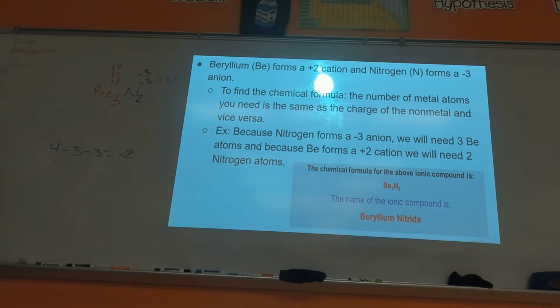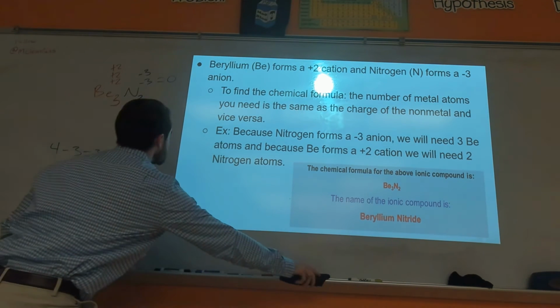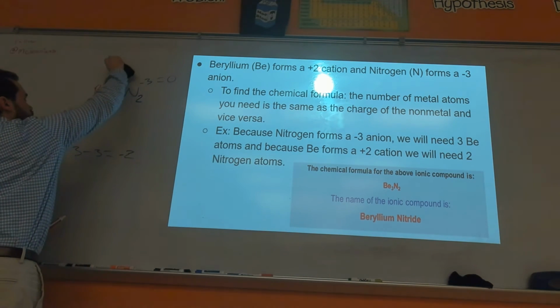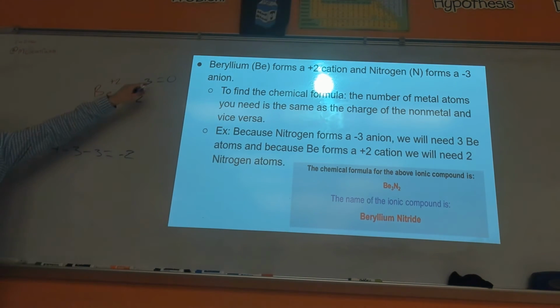Now, a shortcut here is whatever the charge is here, that's the number of beryllium atoms you would need. Whatever the charge of the beryllium, that's the number of nitrogens you would need. Another way of saying that is whatever the charge is on the anion, that's how many cations you need. Whatever the charge is on the cation, that's how many anions you need. All right. We'll keep working on it.